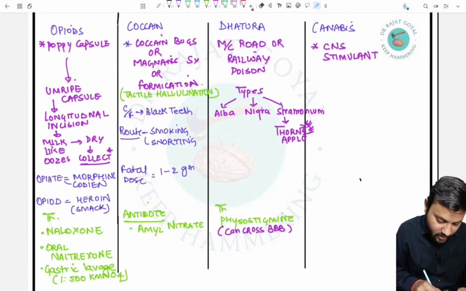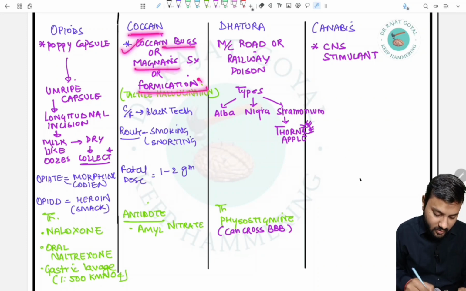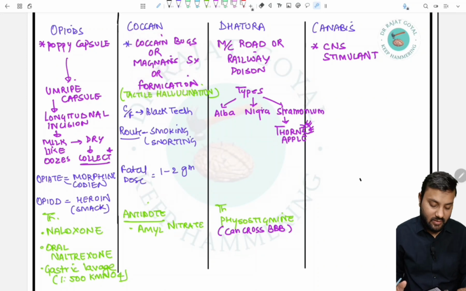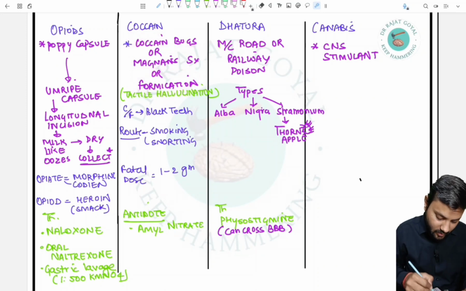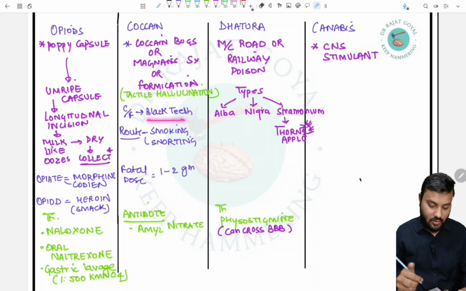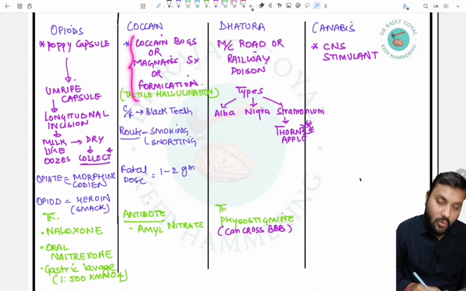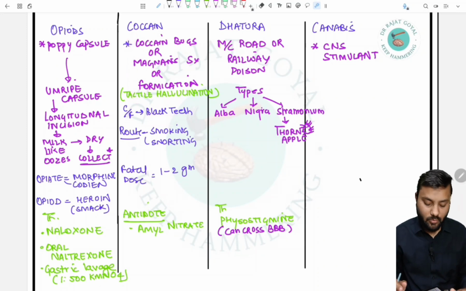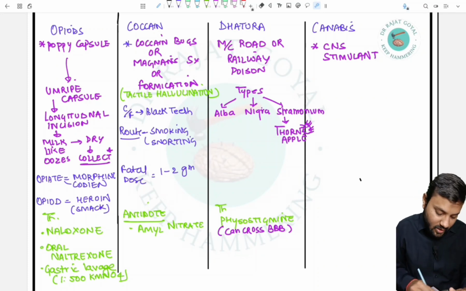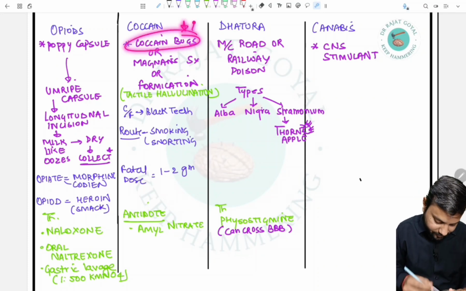If we talk about cocaine, then in cocaine we can see cocaine bugs, or the Magnan syndrome, or formication, and it is a type of tactile hallucination in which the person feels that some bugs are crawling on the skin or below the clothes. So it is seen in the case of chronic cocaine poisoning, not in the case of acute cocaine poisoning. So when the person is taking cocaine for very long, then the cocaine bugs can occur.